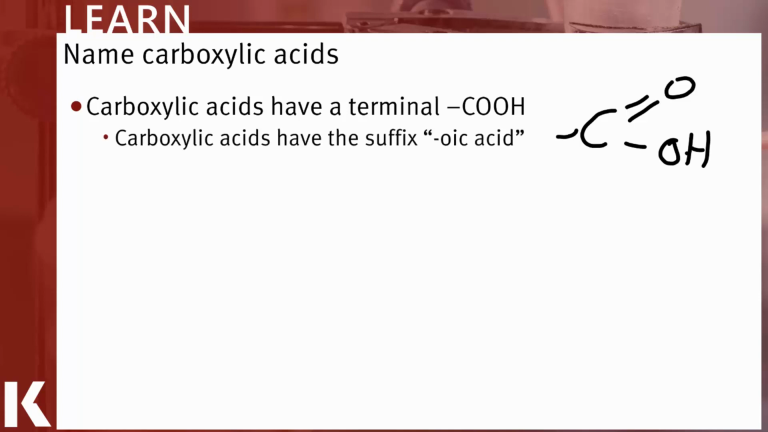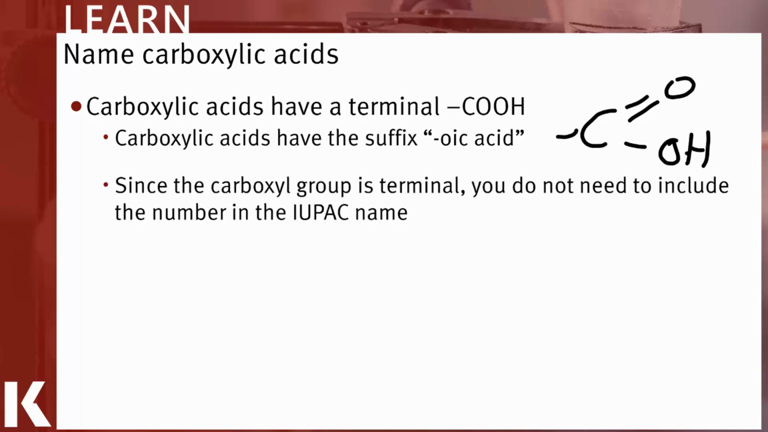So what we do is we take the name of that molecule. Let's say that we have 6 carbons in hexane, and we have a carboxylic acid group on the end of the hexane. That would be hexanoic acid. We simply put the suffix -oic on the end of the molecule.